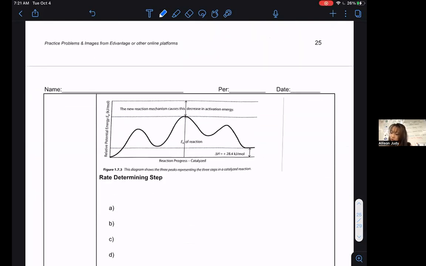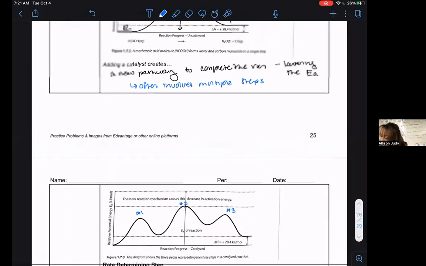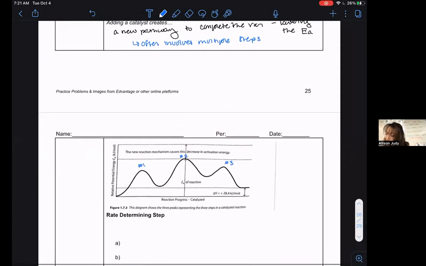Okay, so here's an example of what happens when we add a catalyst to the reaction. Now we almost have phase 1, phase 2, and phase 3 that break down the overall reaction. And we still end up with the same reactants and products, right? But what happens is the pathway changes.